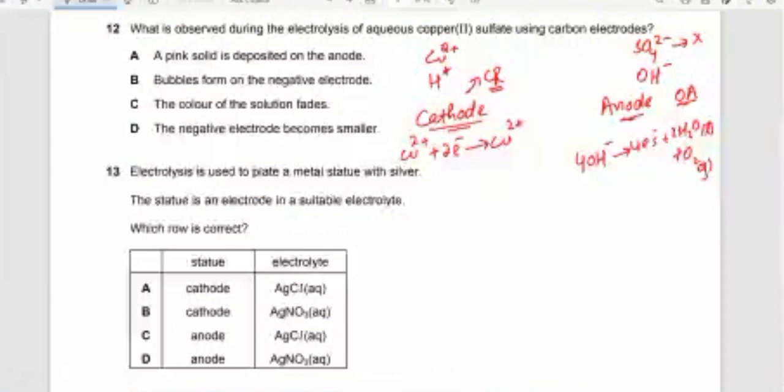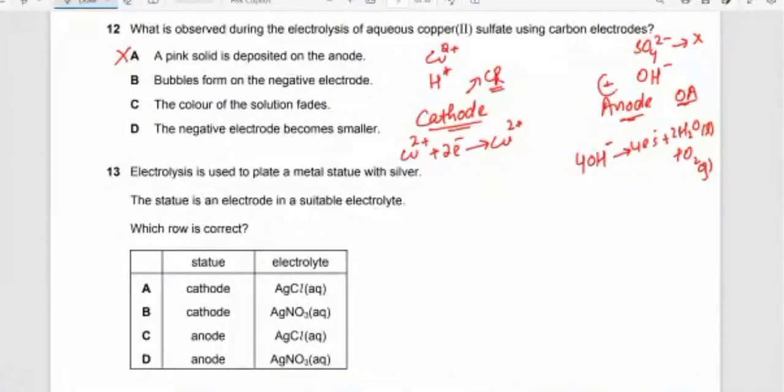Now let's see. A pink solid is deposited on the anode. Pink solid copper is deposited, of course, but not on the anode, on the cathode. That's why it is incorrect. Bubbles form on the negative electrode. Yes, on the negative electrode, that is the anode, which has negative or positive. Sorry, this is the positive, and this is the negative. This is also incorrect.